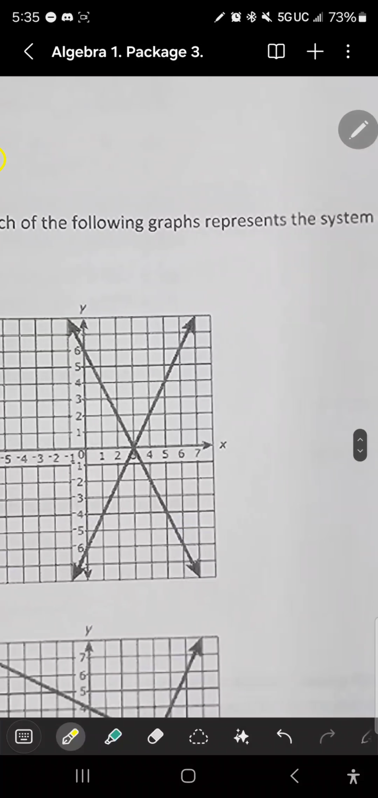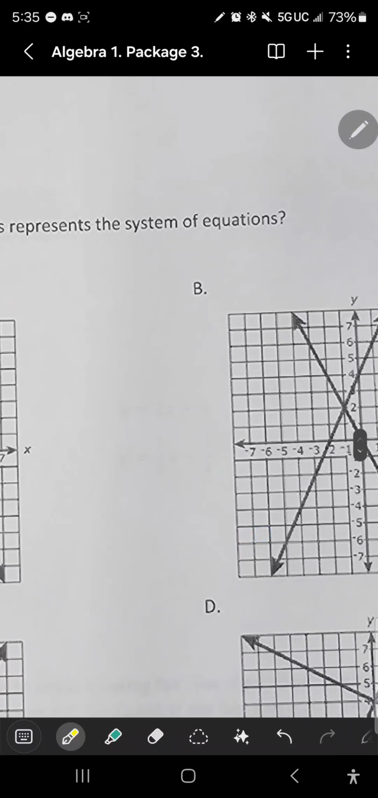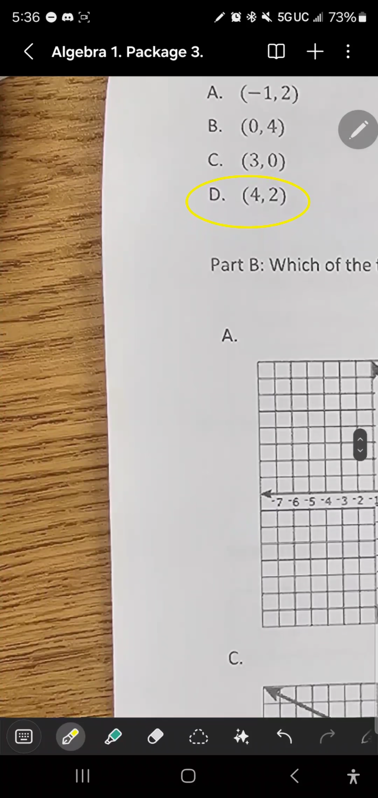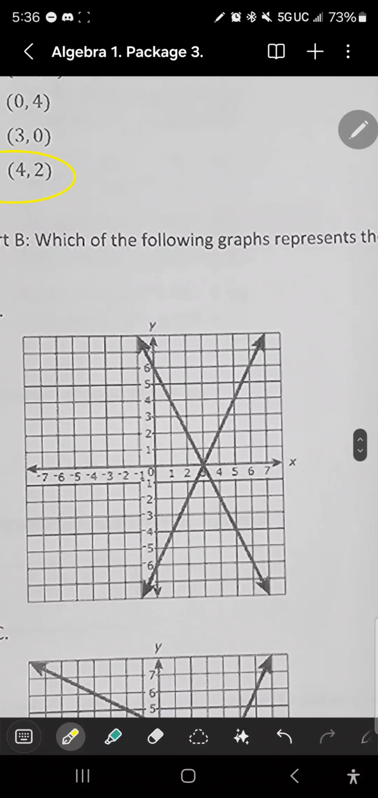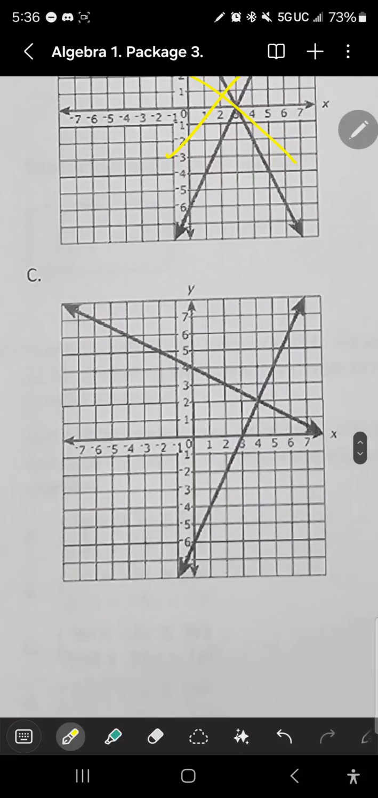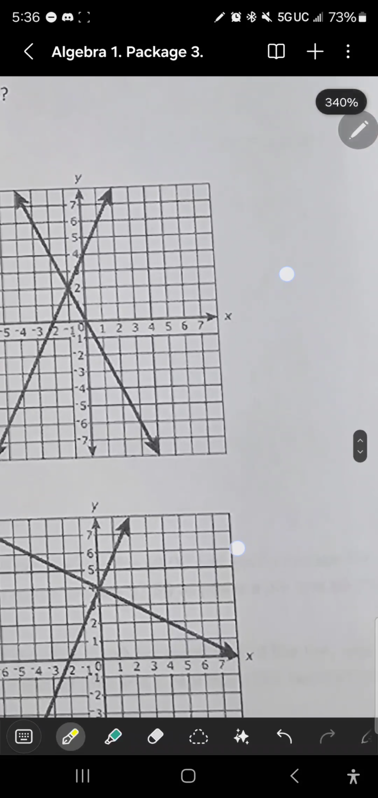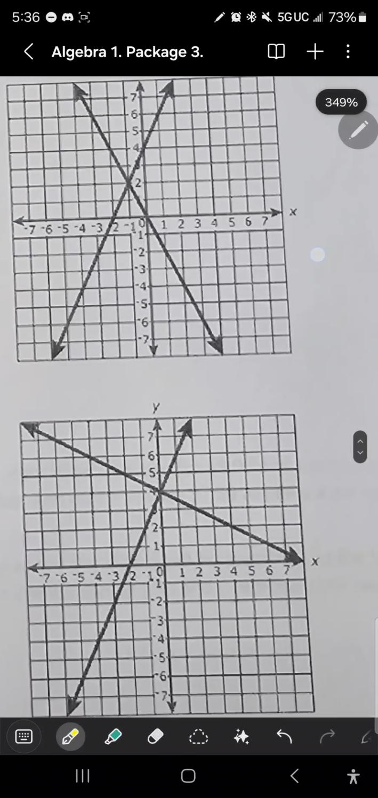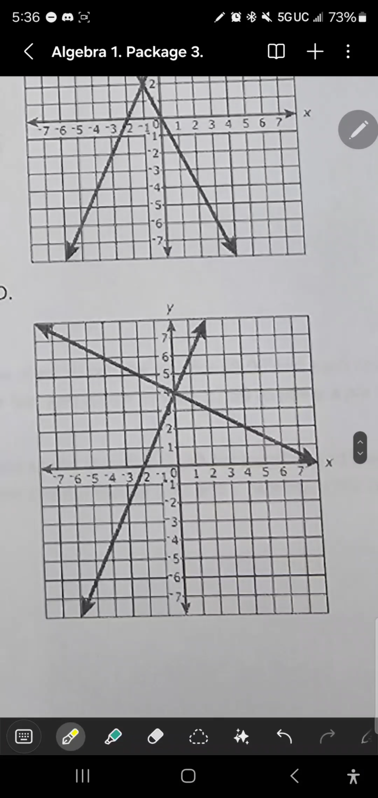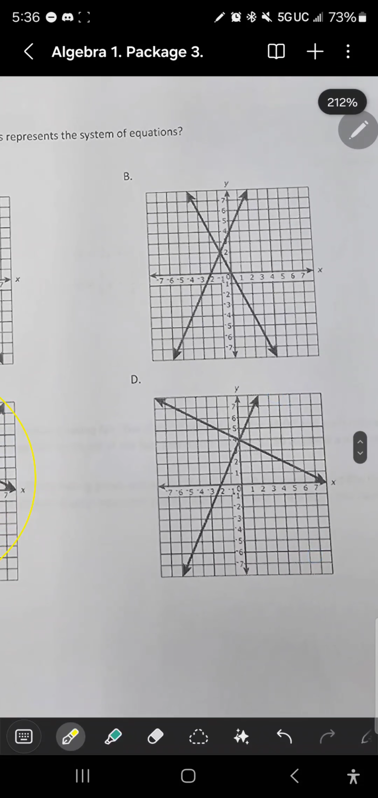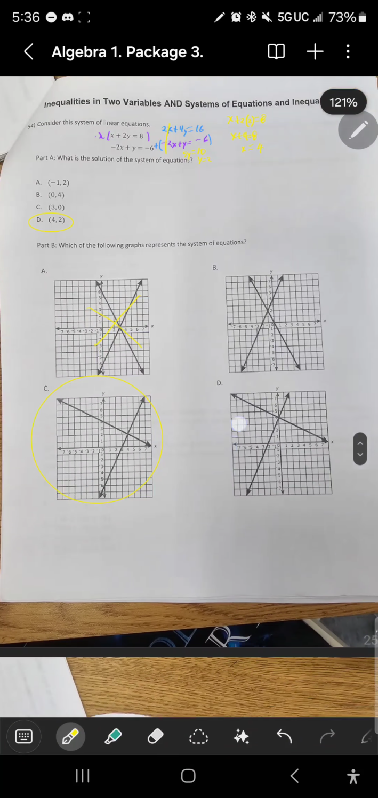Now, which of the following graphs represents the system of equations? So this is basically, as I explained before, we are looking for the point of intersect of the two lines. So if I know that the point of intersect is 4 comma 2, I come here, this is 3 comma 0, this is not, this one 4 comma 2, that's exactly what I'm looking for, 4 comma 2. Now, negative 1 comma 2 has nothing to do. Yeah, that's it. Our answer is A.